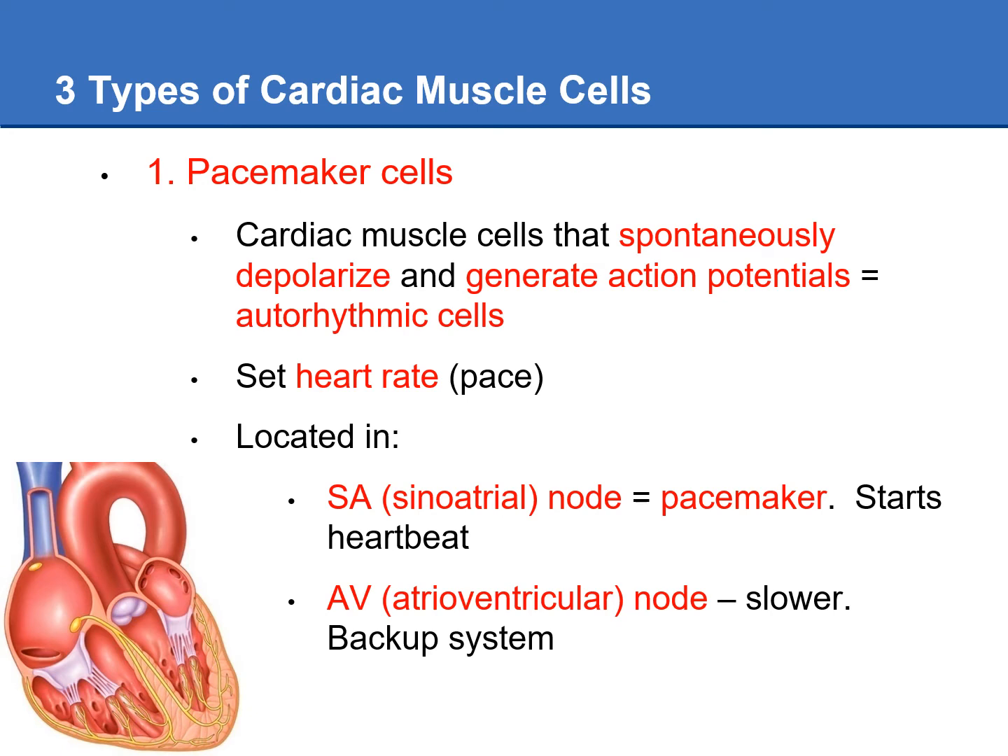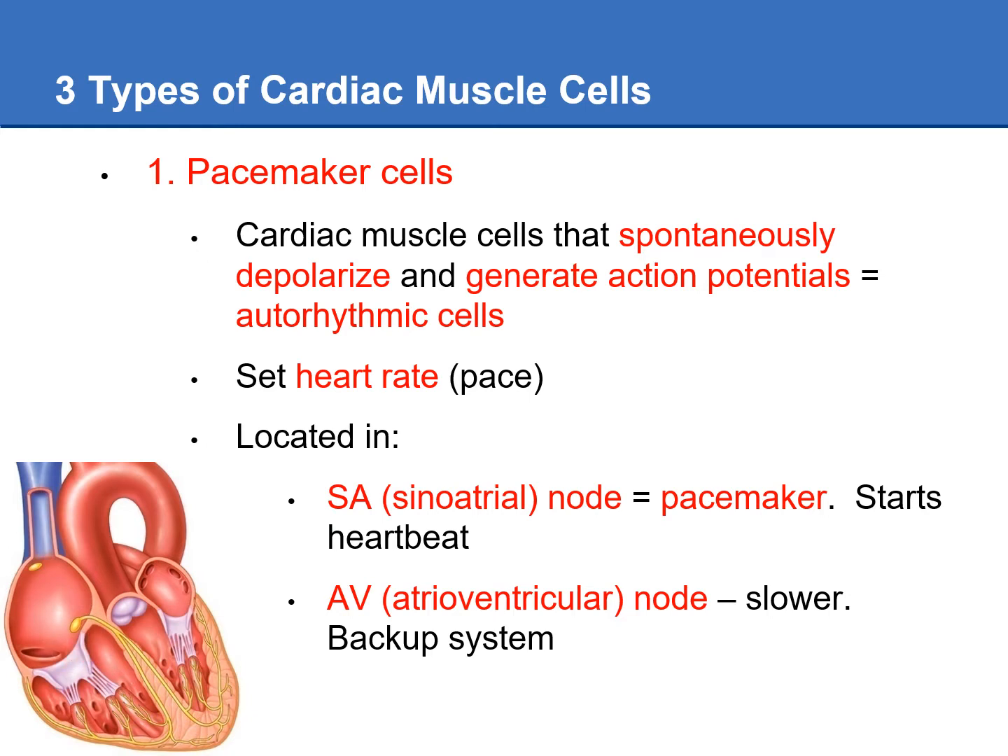The pacemaker cells are autorhythmic cells, so they are able to spontaneously depolarize and generate their own action potentials without anyone telling them to do that. They're going to set the heart rate, or the pace of the heart. Where the pacemaker cells are located, we have the SA or sinoatrial node, which is in the top part of the right atrium. That's the pacemaker of the heart, so it's going to set the heart rate. The other pacemaker cells are located in the AV or atrioventricular node, in the bottom corner of the right atrium here.